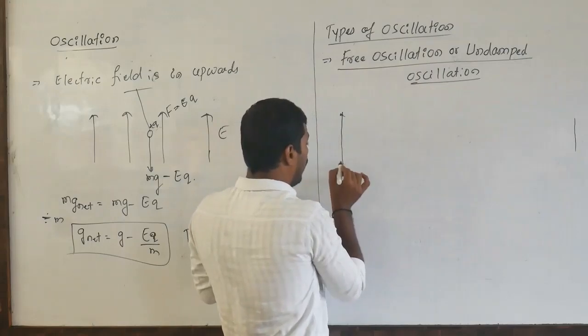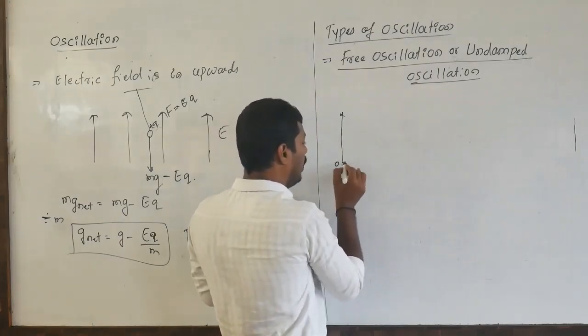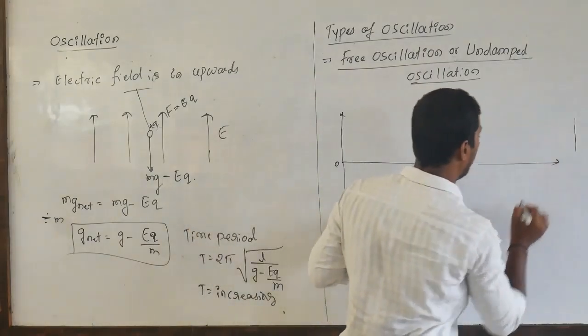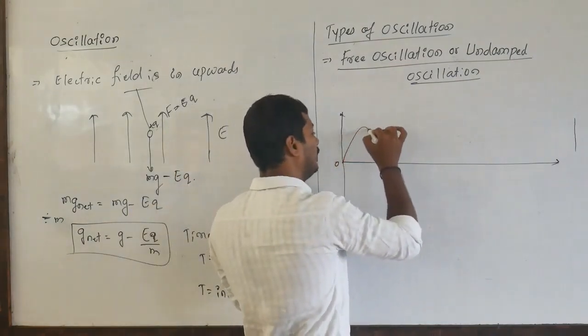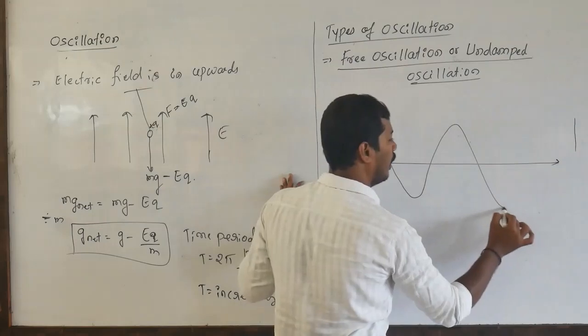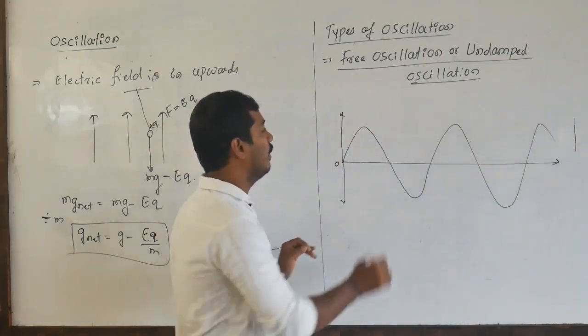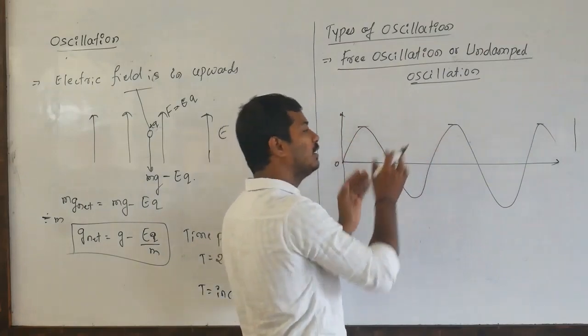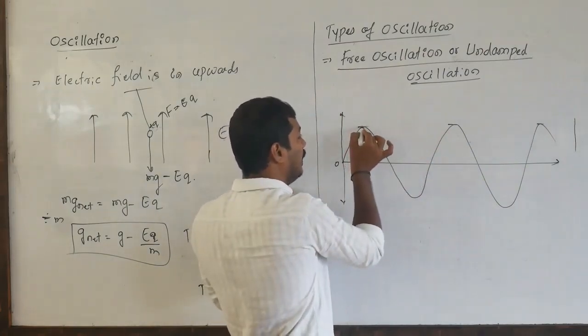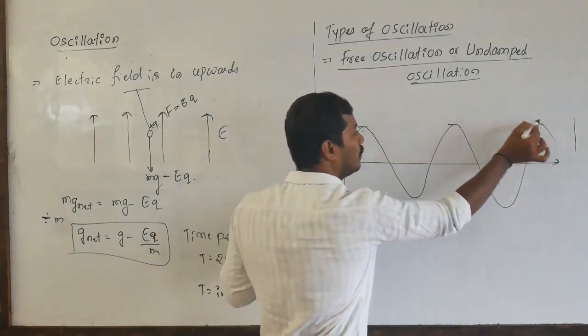If it starts from its initial position, there is the time axis. If the particle starts from its mean position like this, here the amplitude is the maximum displacement. This position is always the same.